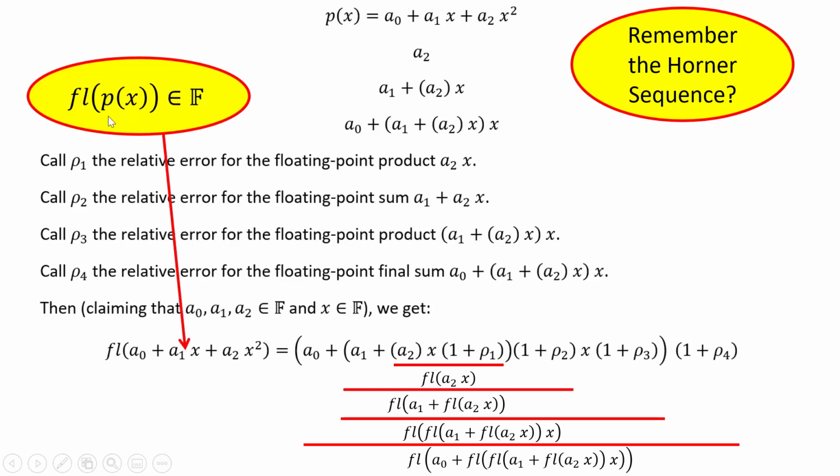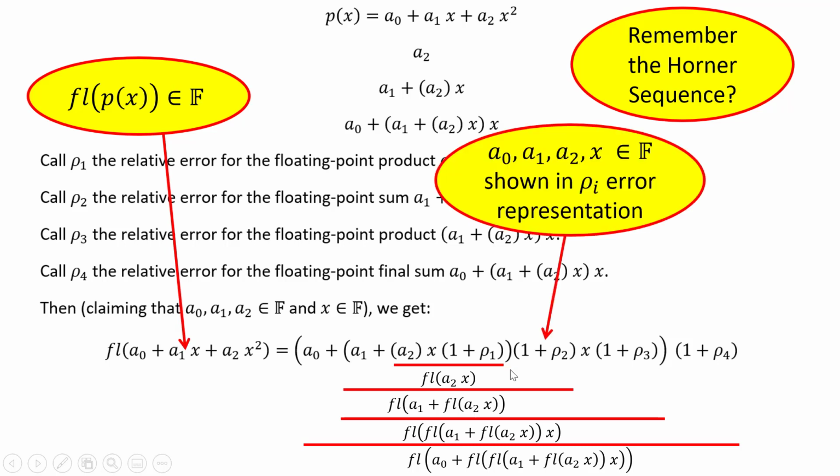So this is the floating point result of the polynomial having floating point coefficients evaluated at some floating point x, and it's evaluated using the Horner sequence that I just described. So this representation is equivalent to the error representation, and we want to do that so we can find out what the bounds are.